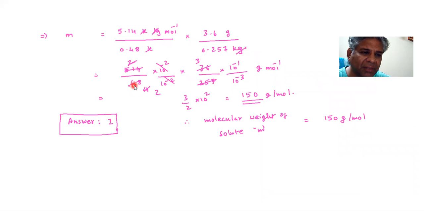So this is 514 by 48 into 36 by 257. 257, 514 cancels to 2. And then see here, 12 4s are 48 and 12 3s are 36. And then 2 2s are 4. This is 3 by 2. 3 by 2 is nothing but 1.5. 1.5 into 10 square, that is 150. So the molecular weight of solute M is equal to 150 grams per mole. Over. So your answer is 1. So this problem you can do, if you have a little bit of practice, within 1 minute, without the use of any calculator.